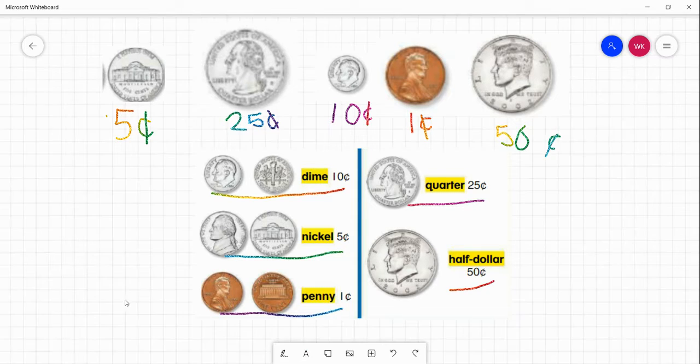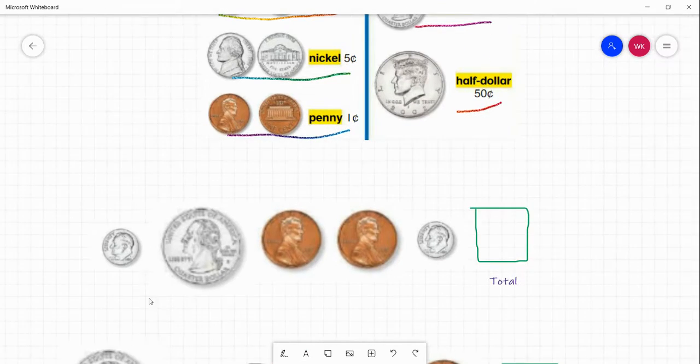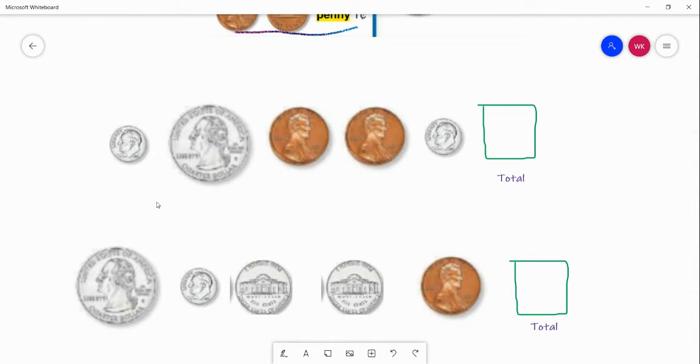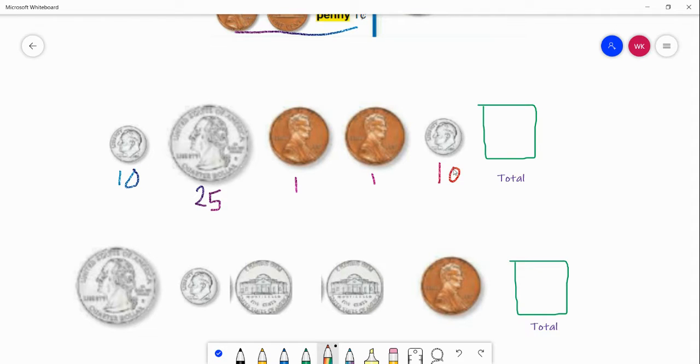So now we are going to add coins together and see how much we have. So let's go ahead and look. We have a dime, which is 10 cents. Then we have a quarter, which is 25 cents. Then we have a penny, which is 1 cent. Another penny, which is 1 cent. And then another dime, which is 10 cents. So we're going to add all these together.